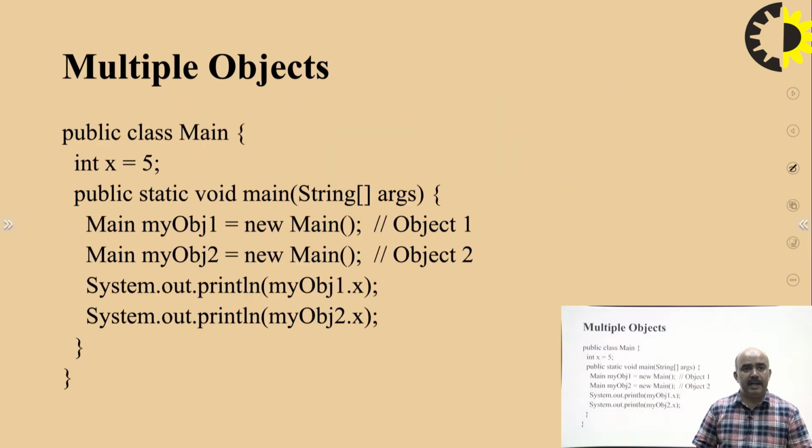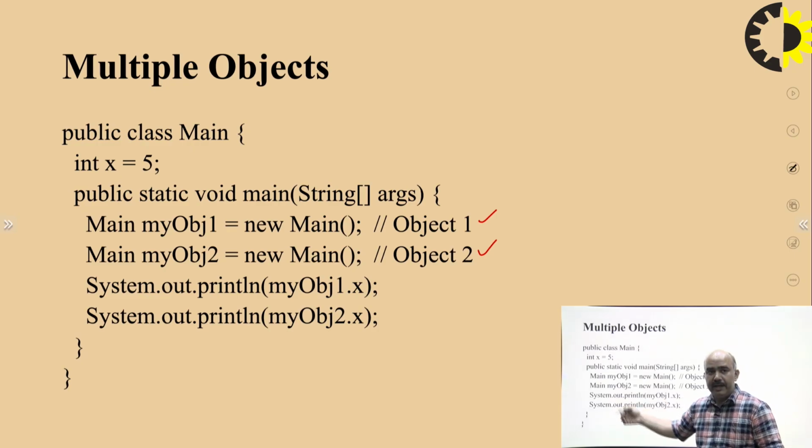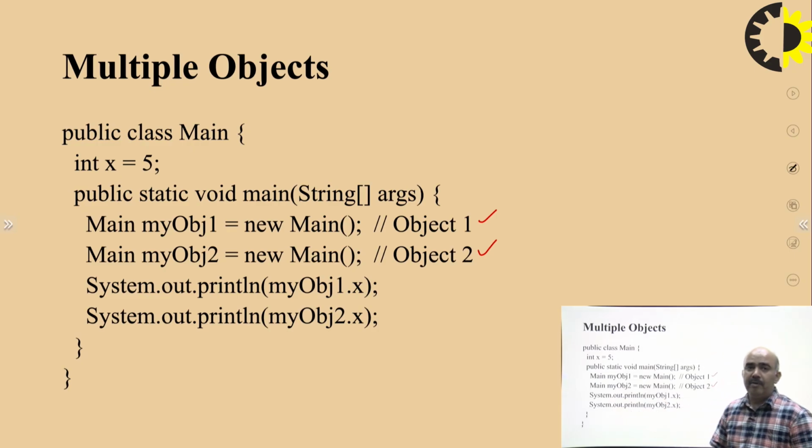On the basis of that, we can also create multiple objects, object 1, object 2, and then print those objects 1 and 2 in this case. This is how objects are created within the class. We can have multiple objects created within the classes.